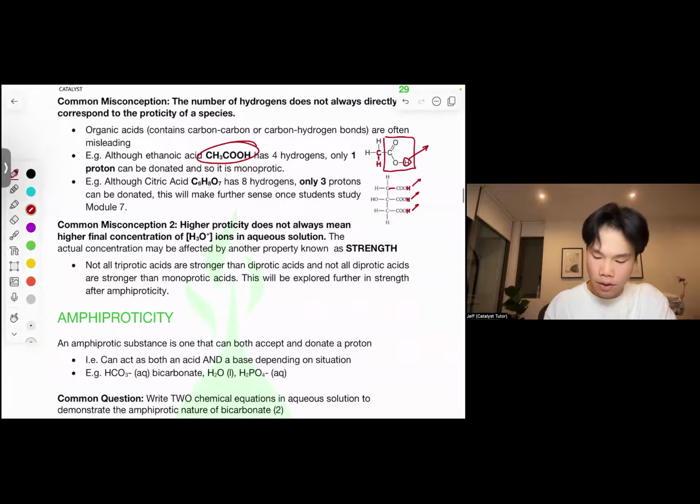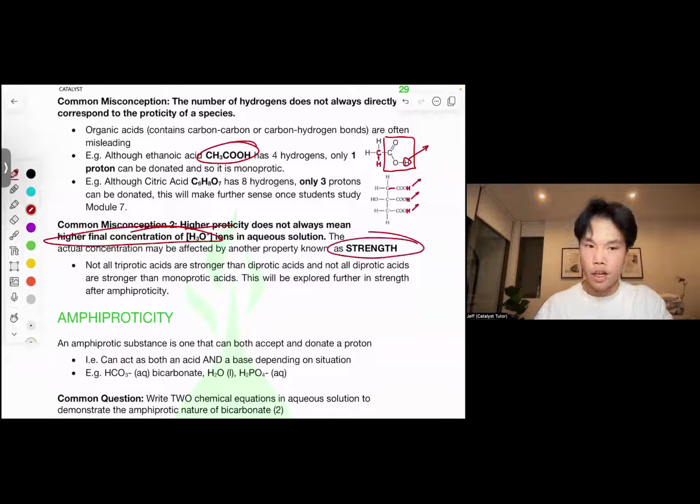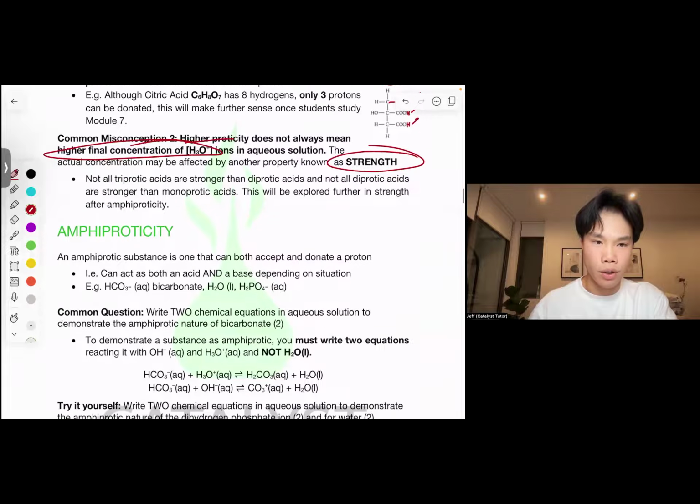Second common misconception, higher proticity does not always mean higher final concentration of H3O+, and that's because of the property of strength. If you have a very weak triprotic acid, it may not have a higher concentration than a strong monoprotic. So we'll talk more on strength as we go.